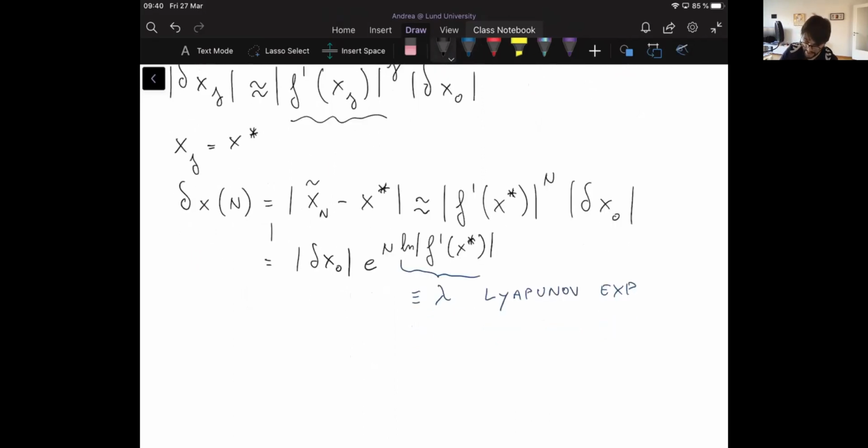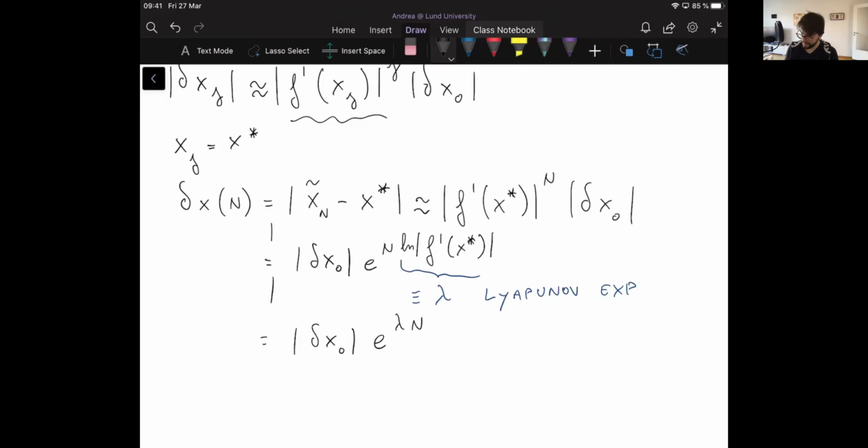Okay, and then therefore this is equal to the absolute value of delta x0 times a to the lambda n. So if lambda is greater than 1, this will grow apart very rapidly. So what I'm interested in is this lambda, because it defines the rate of separation of two solutions. In this case, I defined it close to the fixed point, but this is a general property of the map itself. I can pick whatever point, and lambda will be approximately the same.